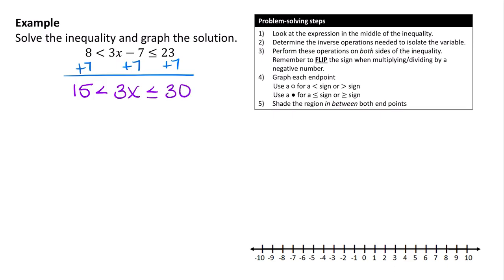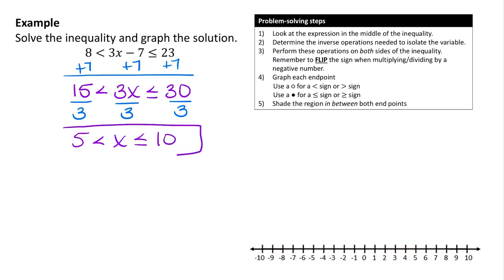Okay, so now what do I do to solve for x? I need to divide by 3, right? So that means I'm going to divide everywhere by 3. So 15 divided by 3 is 5, and that's less than x, which is less than or equal to 30 divided by 3, which is 10.